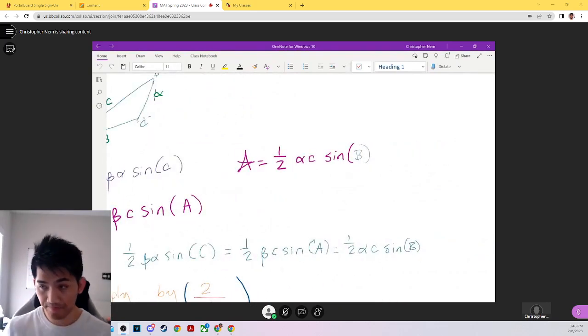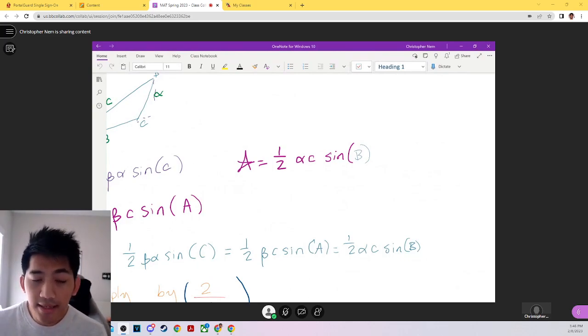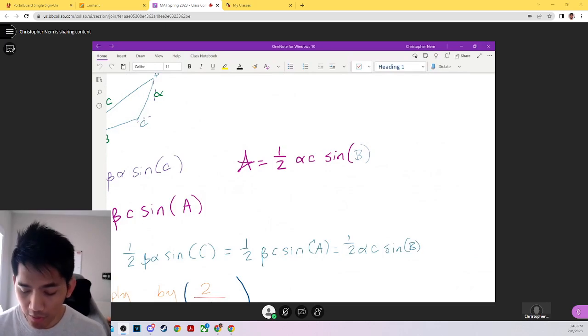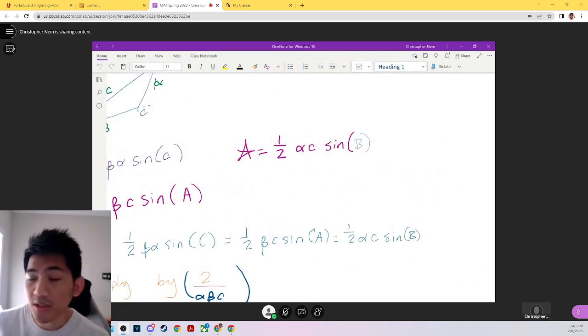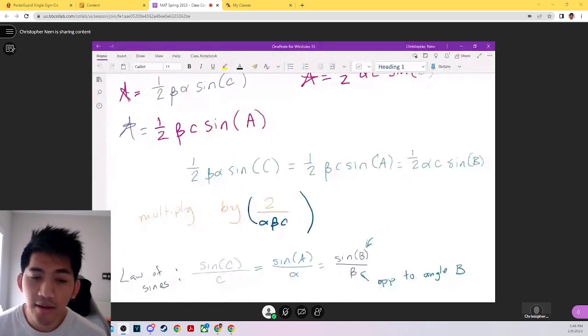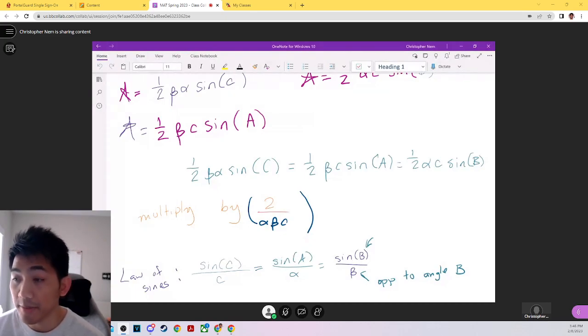And then the key thing that I'm going to be doing now is I'm going to multiply all of them by 2 over alpha beta c. The reason why this is still logically equivalent is I'm just multiplying the entire equality like that. I am going to get sine of c over c equals sine of a over alpha and sine of capital B over beta.